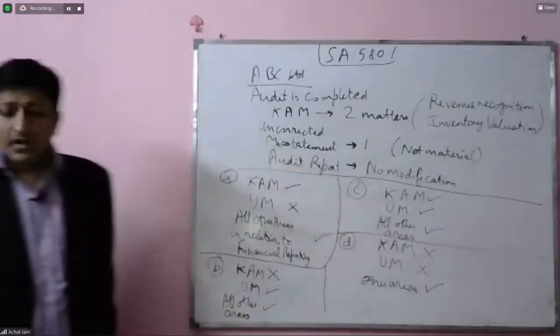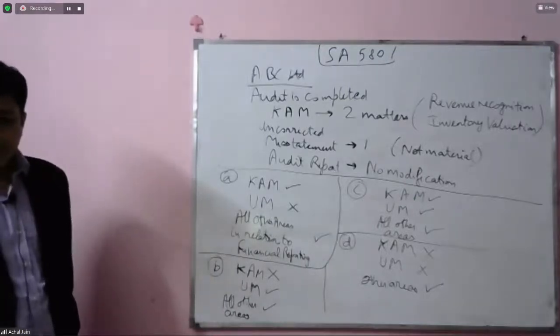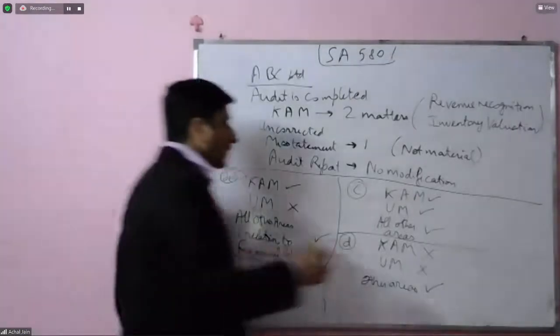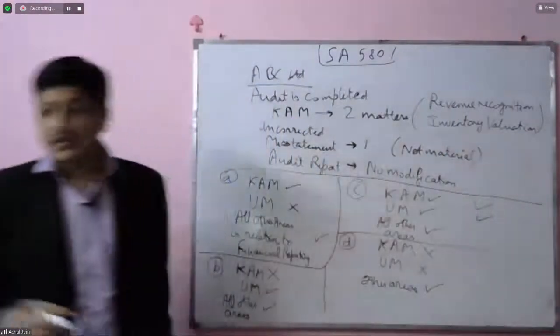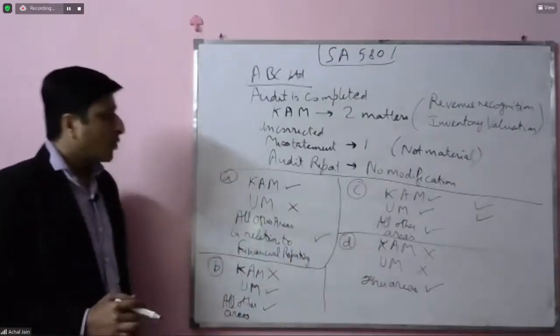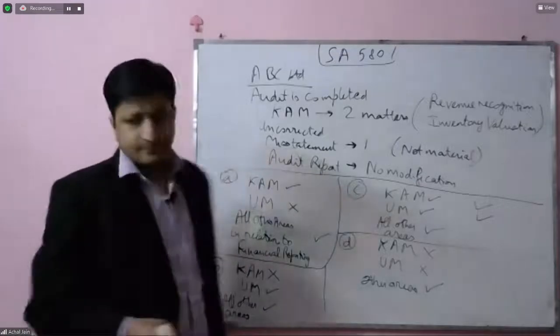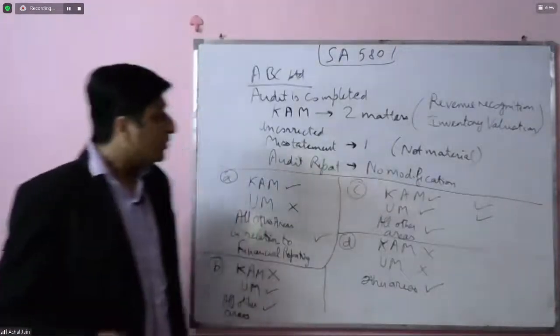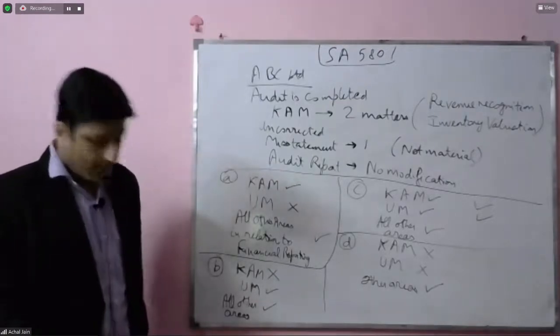Okay, so Naga and Chavi are going with option number C. So let's try to understand about option number C first of all. Now, as around option number C, it says CAM should be there.